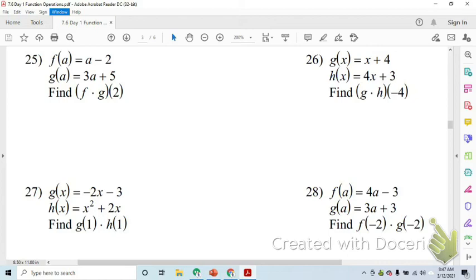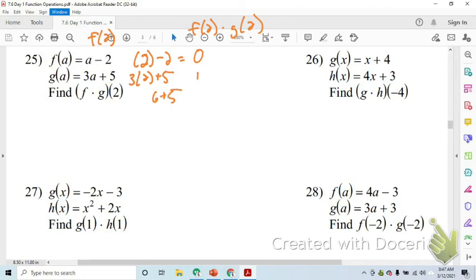We're taking these two functions and multiplying them. So let's find f of 2 first. If I plug 2 in here, that'll be 2 minus 2, which is 0. So that's f of 2 right there. Now we're taking that and multiplying it by g of 2. So if I plug in 2 here, this would be 3 times 2 plus 5, which is 6 plus 5, which is 11. So 0 times 11 is 0. And that's what we get for number 25.